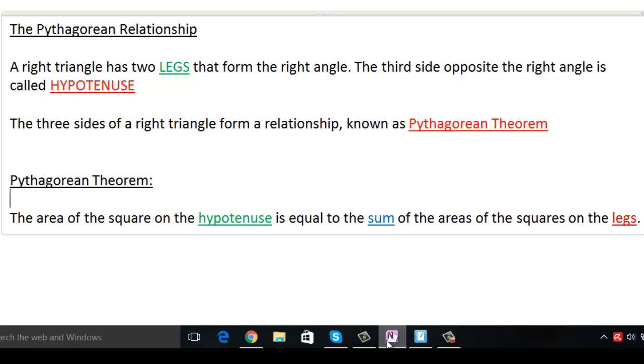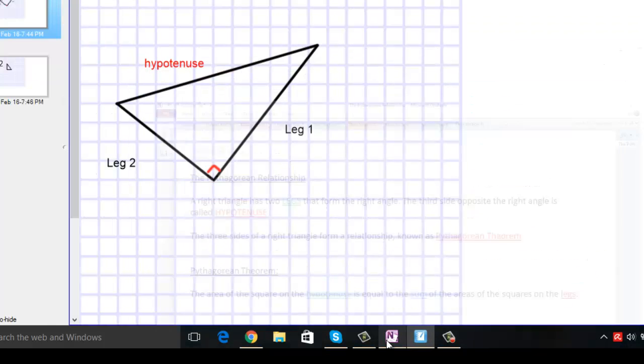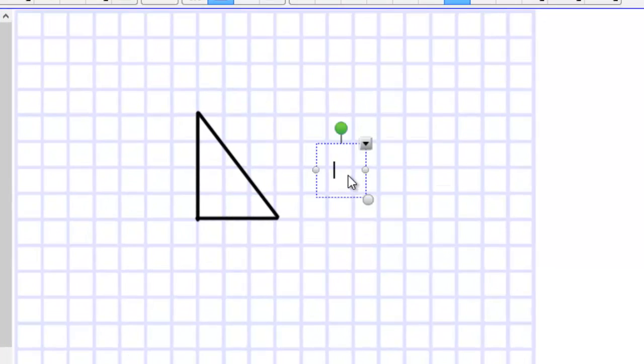The area of the square on the hypotenuse is equal to the sum of the areas of the squares on the legs. That means leg 1 and leg 2. So let's understand this one. As you can see in this drawing, it has three sides. Let's start by finding where the right angle is. As you can see, this is the right angle. So that means this side is the hypotenuse, this is leg 1, and this is leg 2.